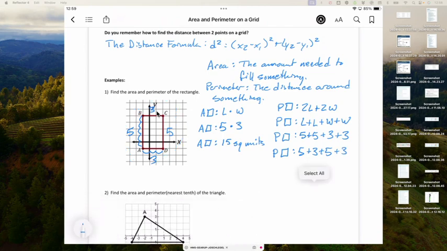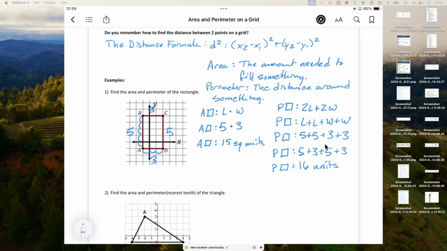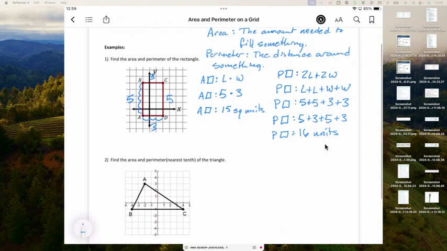And so either way, whether you add 5 and 5 first or you go 5 and 3 first, either of these two lines will produce the exact same answer, which is going to be 16. And 16 perimeter is measured in just regular units. Okay, that's it for rectangle. If you need this, pause it before I move on.